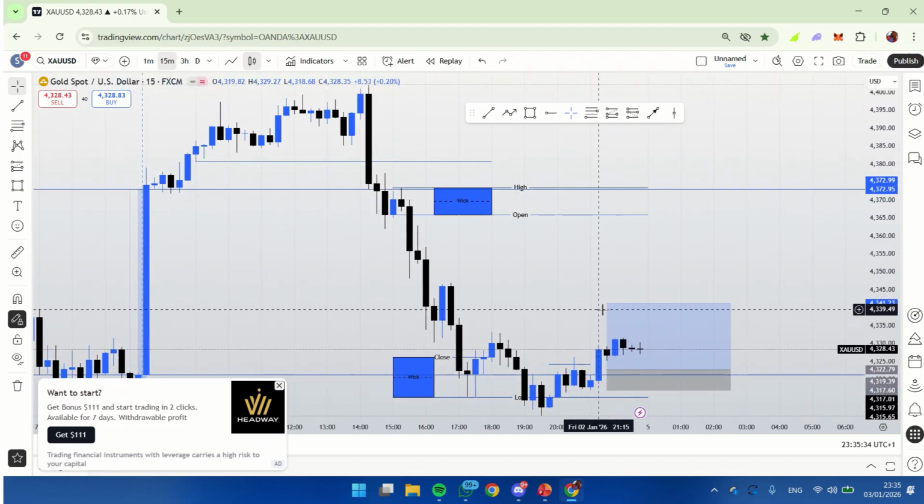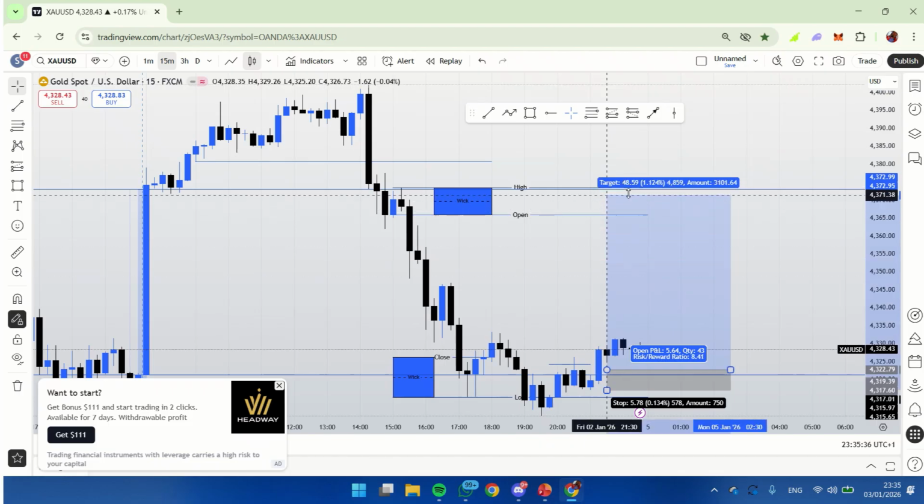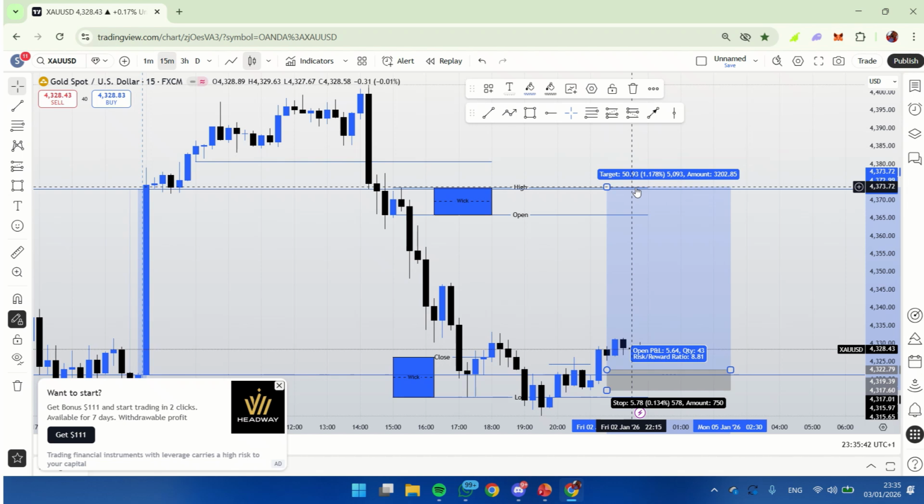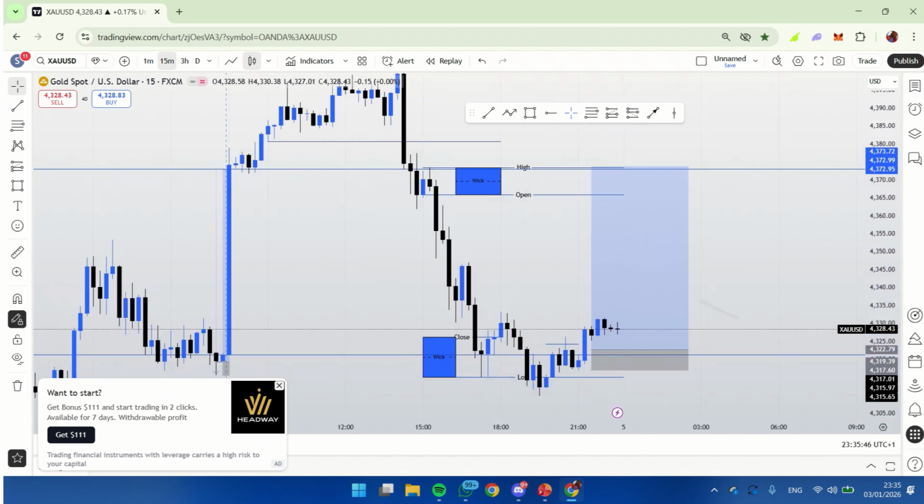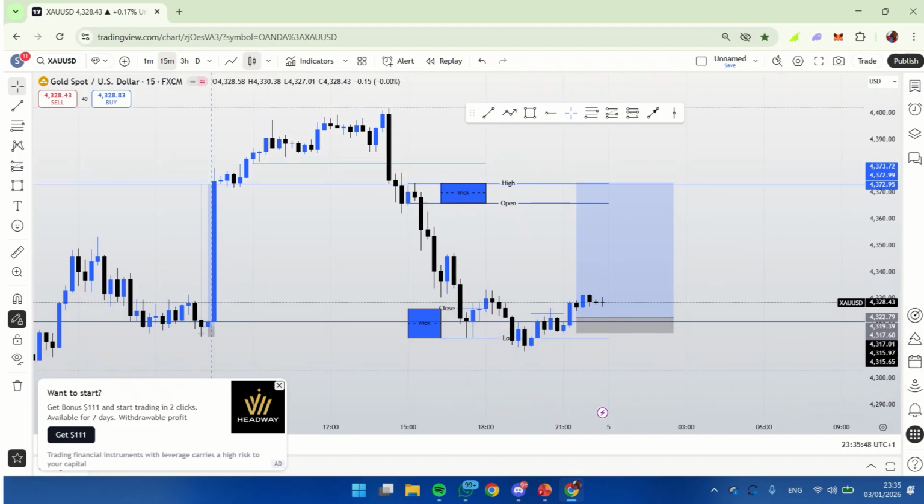Then we target the high. As simple as that. But this is just part of my model, just a part of it. If I was going to mark a zone, not minding whatever happened, because this is a CRT model.